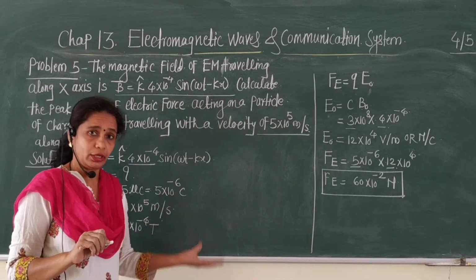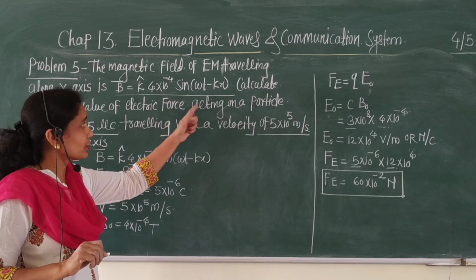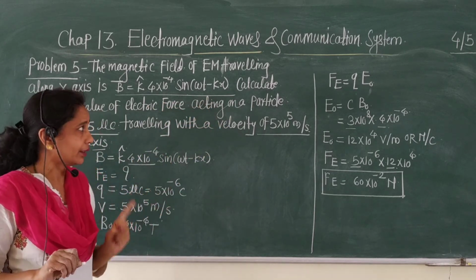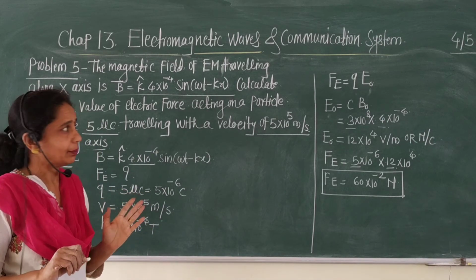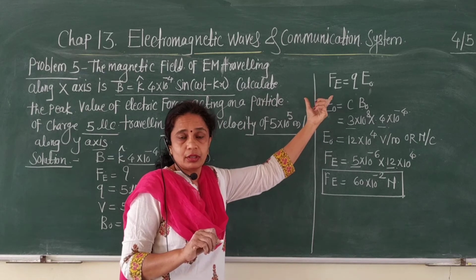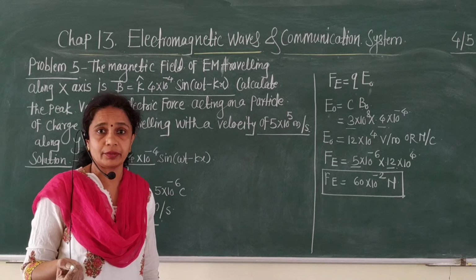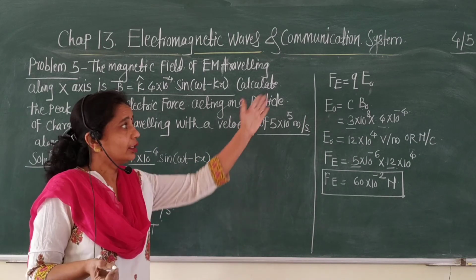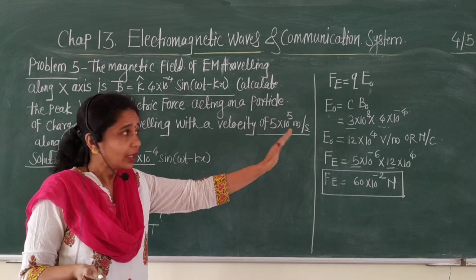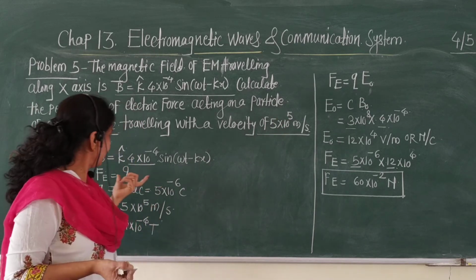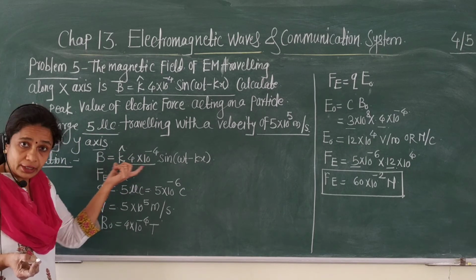This is the value of the electric force acting on a particle of charge 5 microcoulomb. This is the basic equation: the force due to the electric field is Q into E, and here we consider E naught, meaning the amplitude, because here the magnetic field is given in terms of an equation.